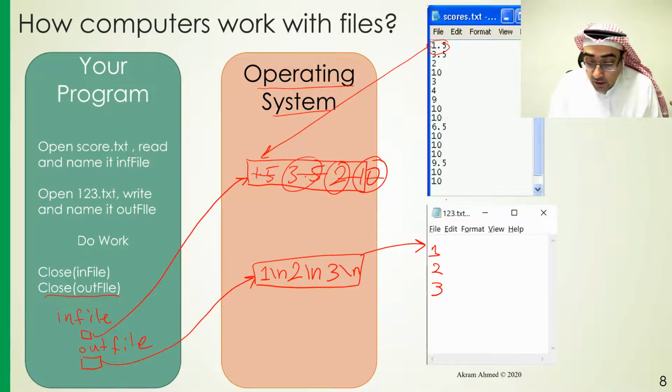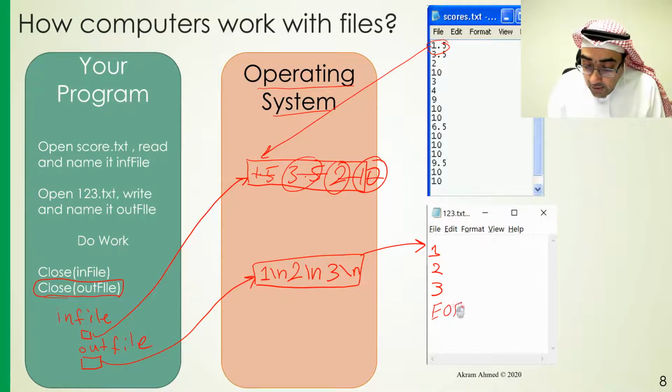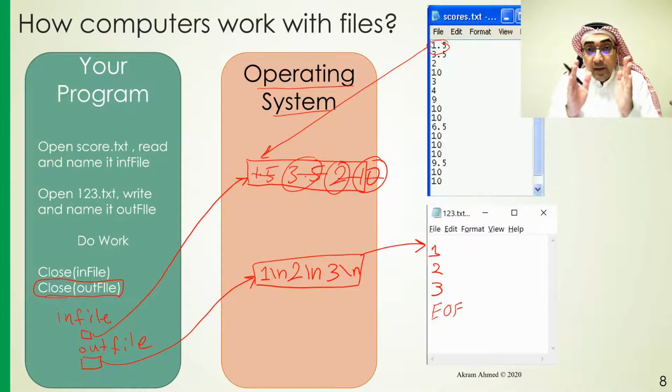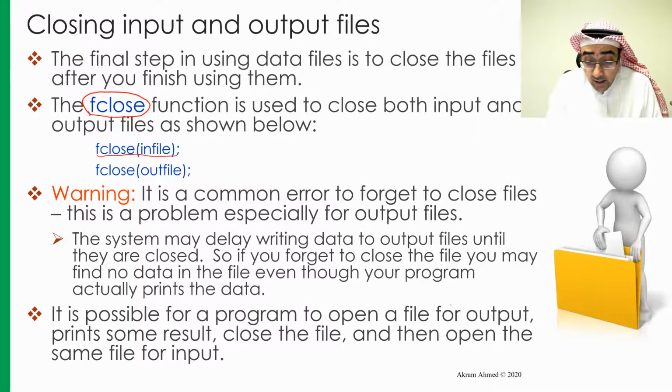It also puts something called an end of file character at the end, so that when you do an fclose, the end of file character denoted by EOF is actually put. This is something that you cannot actually see, but it tells the computer this is where the file ends. There is no more data after this in this file. Okay, so this is what's going on. So this is why we have to use the fclose.